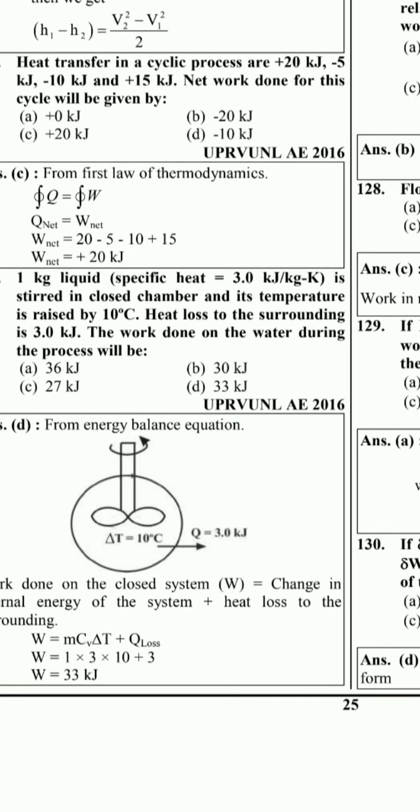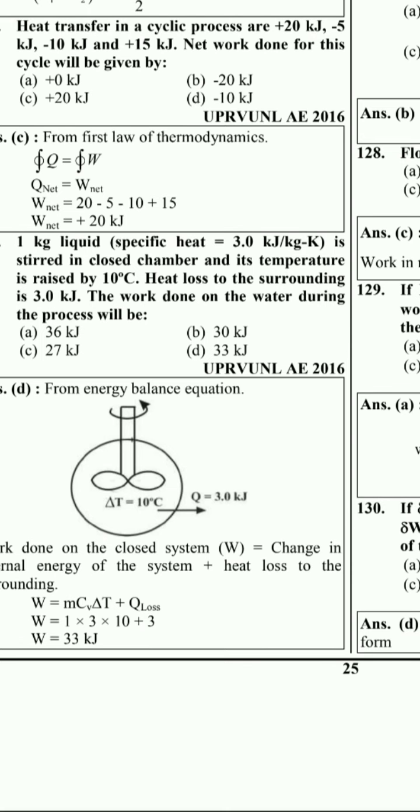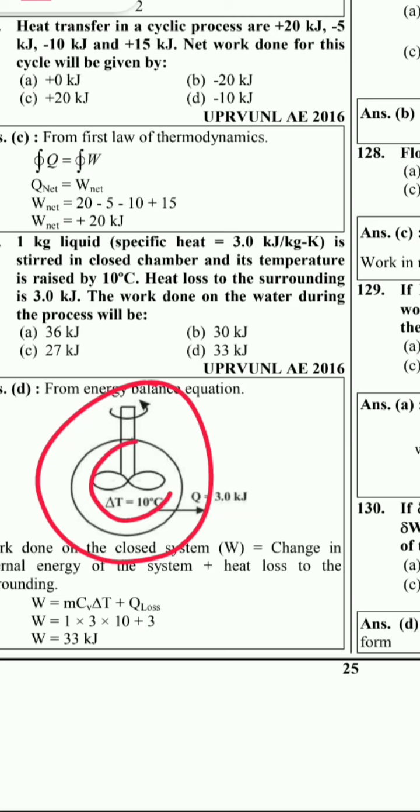The next question: 1 kg of liquid with specific heat of 3 kilojoule per kg Kelvin is stirred in a closed chamber and its temperature is raised by 10 degrees Celsius. Heat loss to the surroundings is 3 kilojoule. Work done on the water during the process will be. So here we can see a diagram: the stirrer is used to stir the liquid present in a closed chamber, and work will be done onto the liquid present in the chamber. So here the work input is what we have to find out. Okay, work done on the water is what we have to find out.